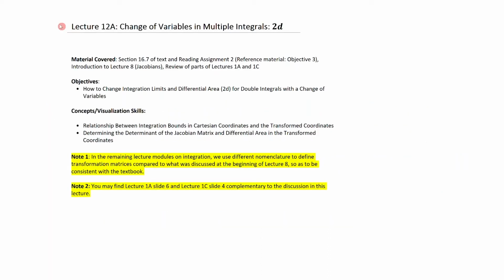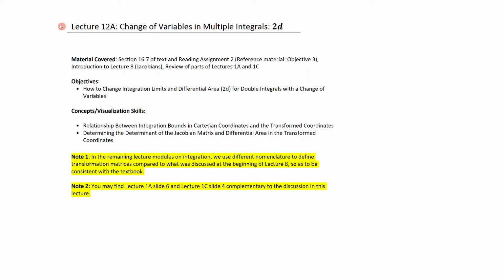Welcome to Lecture 12A, entitled Change of Variables in Multiple Integrals, specifically when we're dealing with a 2D problem. The material for this lecture is from section 16.7 of the text, and reading assignment 2, which is reference material objective 3, introduction to lecture 8, portion that deals with Jacobians, and a review of parts of lectures 1A and 1C. Of course, these are not mandatory. There are also videos available of these lectures as well.